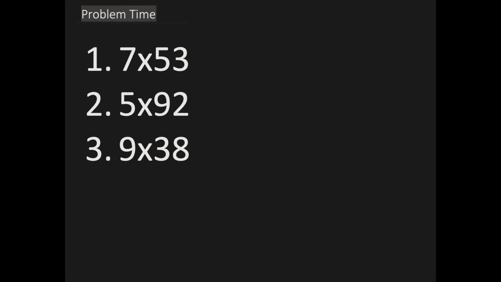Now we have problem time. Let's figure this out. The first question is 7 times 53. The second question is 5 times 92. And the third question is 9 times 38.